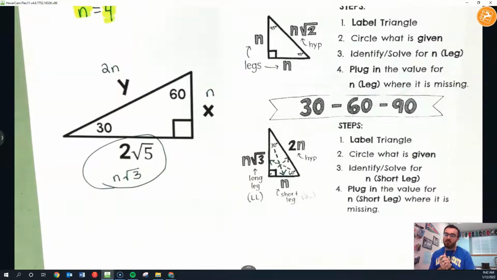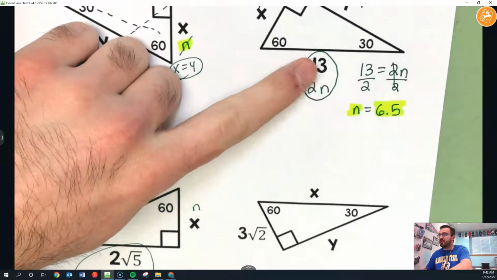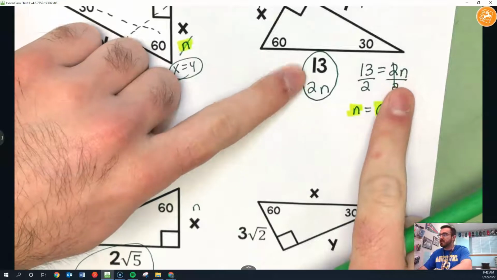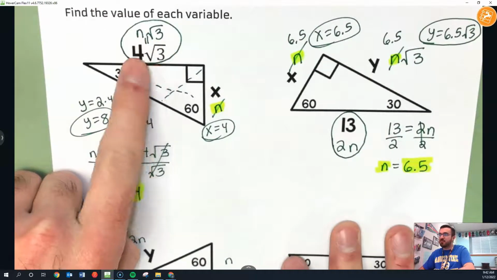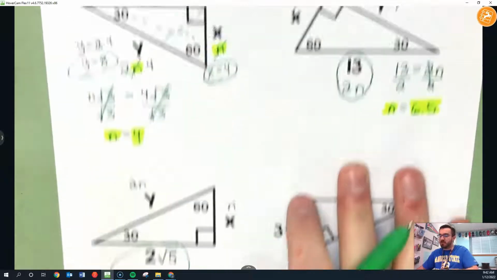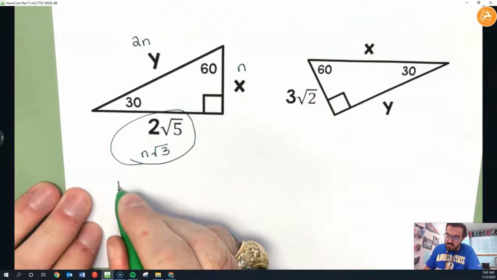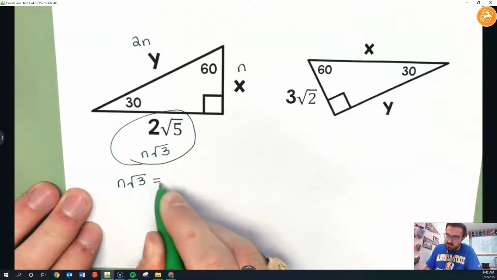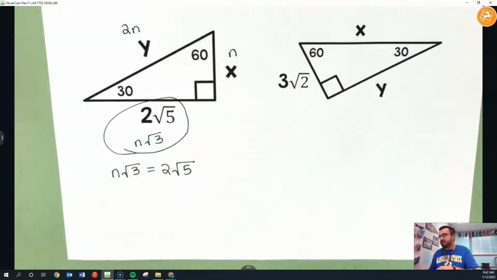Now, this is very important, so I hope you're listening. We need to make an equation. Notice how we did this before. We always set, like here we set 13 equal to 2n. Here we set n root 3 equal to 4 root 3. So we've got to do the exact same thing. We're going to have n root 3 equals 2 root 5. We're going to set those equal to each other.